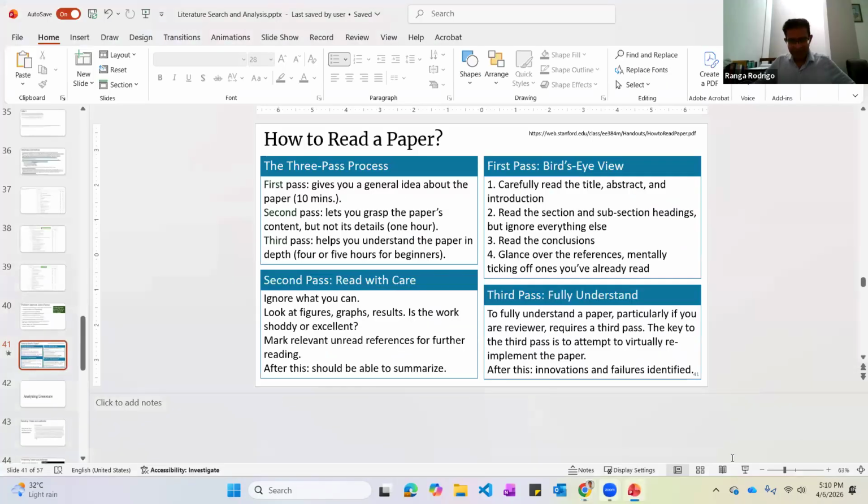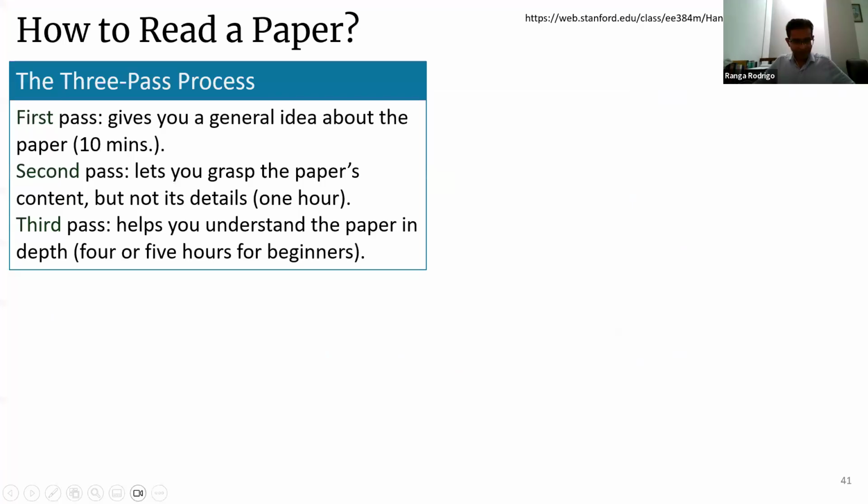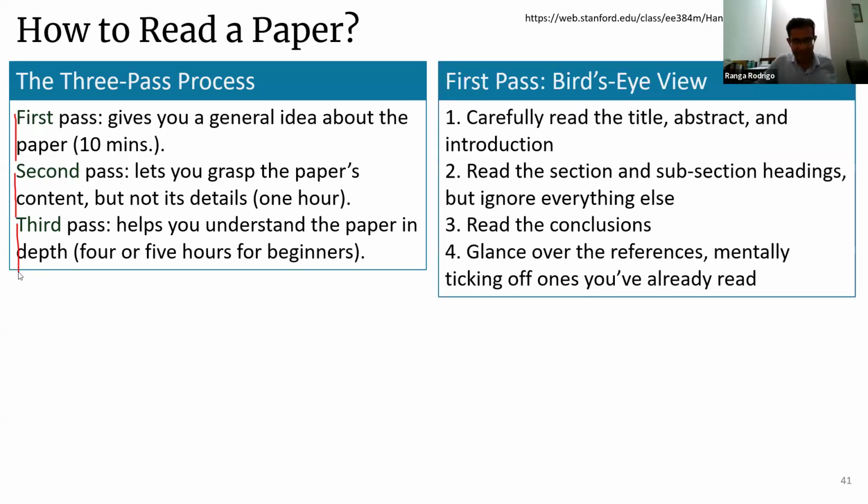So for the first pass, maybe you can use that. First pass gives you a general idea about the paper. Second pass lets you grasp the paper's content but not details, one hour. Third pass helps you understand the paper in depth, four or five hours for beginners maybe. So bird's eye view: carefully read the title, abstract and introduction, read the section and subsection headings, but ignore everything else. Read the conclusions, glance over the references, mentally ticking off the ones you have already read.